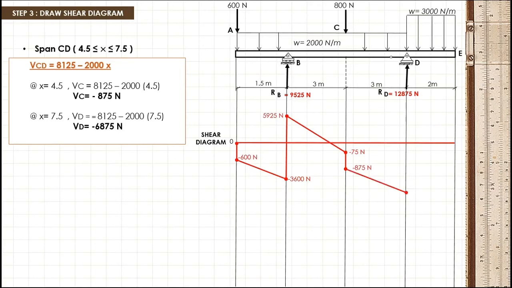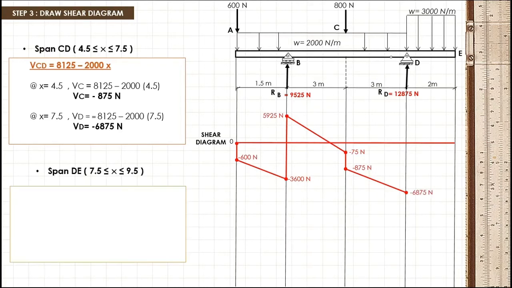Now, for span DE, we will be using this shear equation. Shear at DE is equal to 28,500 minus 3,000 multiplied by x. At point D, wherein x is equal to 7.5. By substituting the value of x to this equation, we got 6,000 Newton as the shear at point D. Since we got a positive value, we will be putting it above our reference line.